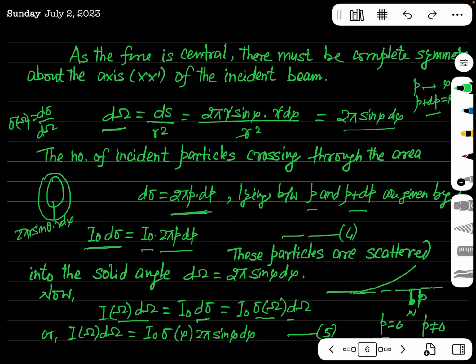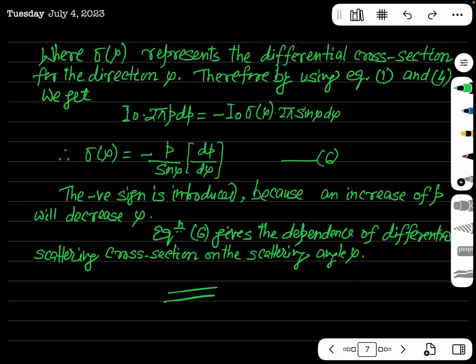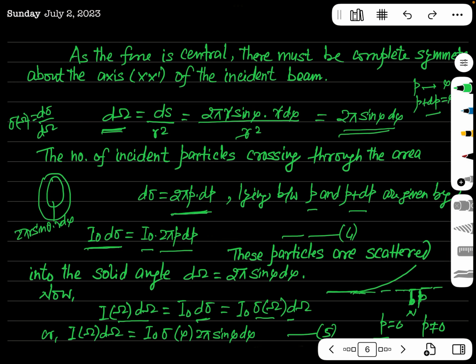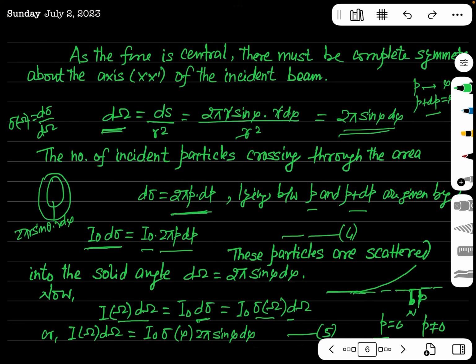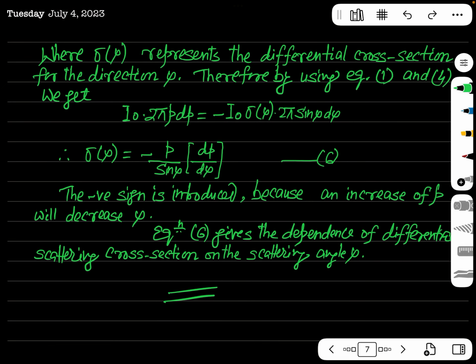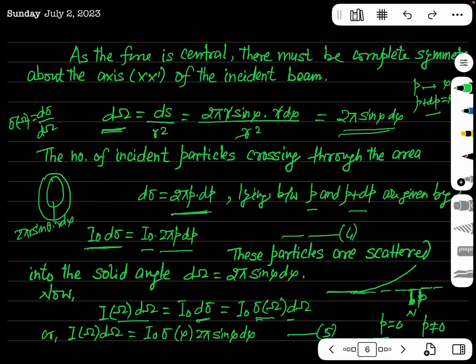But you have calculated here this d omega, this is 2 pi sine phi d phi. So let us substitute it here. So I omega d omega equals I naught sigma phi 2 pi sine phi d phi. And from here we can find the value of p. See here, I naught d sigma. d sigma, you know, is equal to 2 pi p dp. So instead of d sigma I have written here 2 pi p dp, and that will be equal to this much. Here a minus sign has been used. This is the result, but now we have used the minus sign.